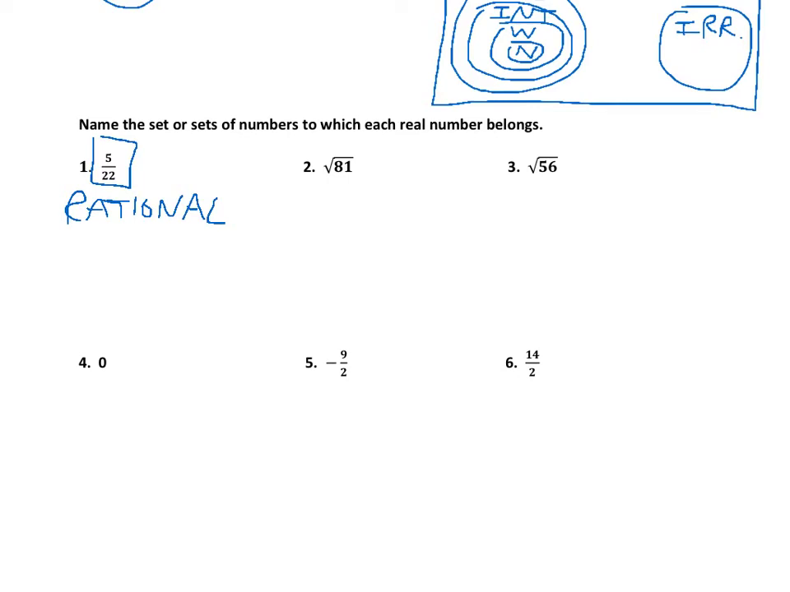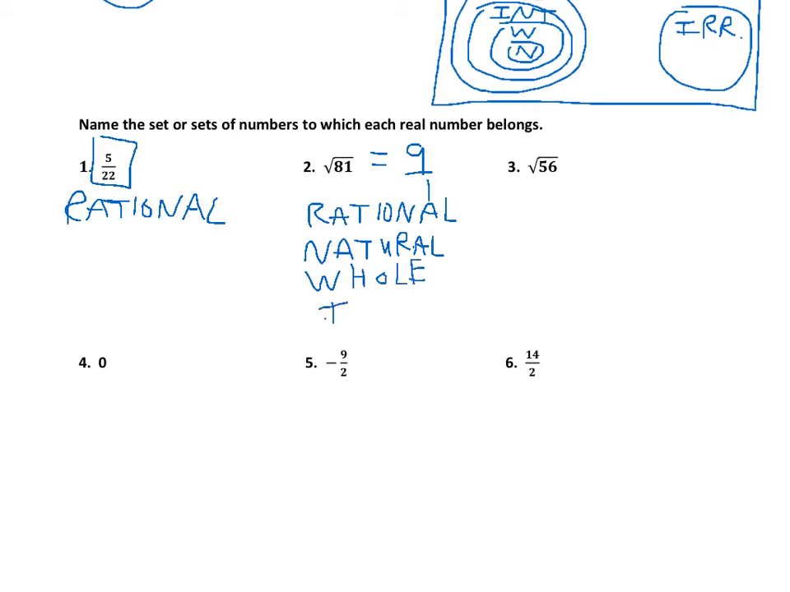So that's it. Okay, now this square root of 81. If you put this in your calculator, square root of 81 gives us the number 9. Alright, so 9, I know you can write that as a fraction. You can write that as 9 over 1. So this is rational. Now it's a whole number. It's also a natural number because it's a positive whole number. And it's also an integer.